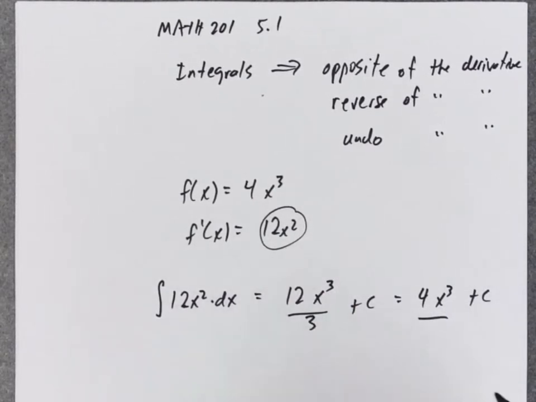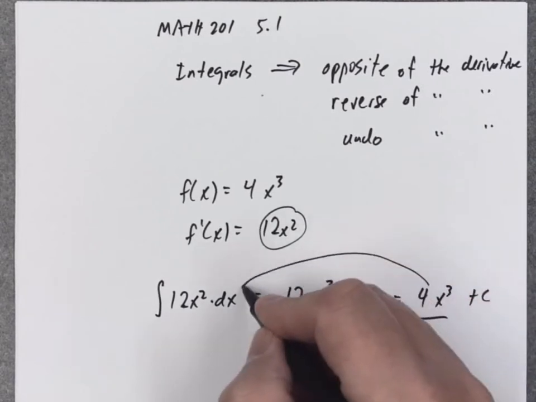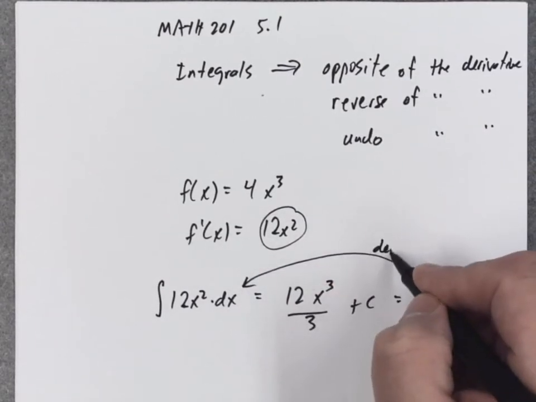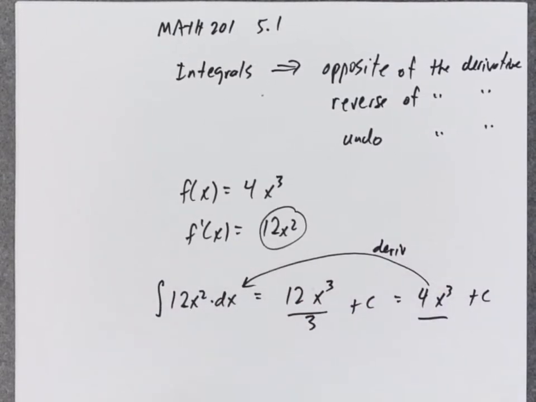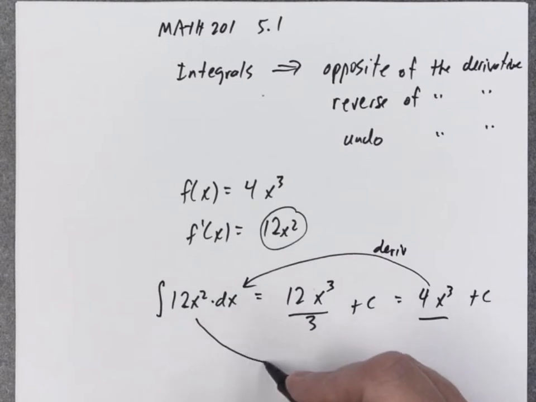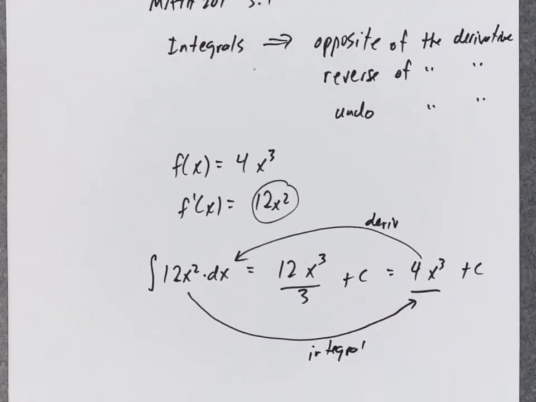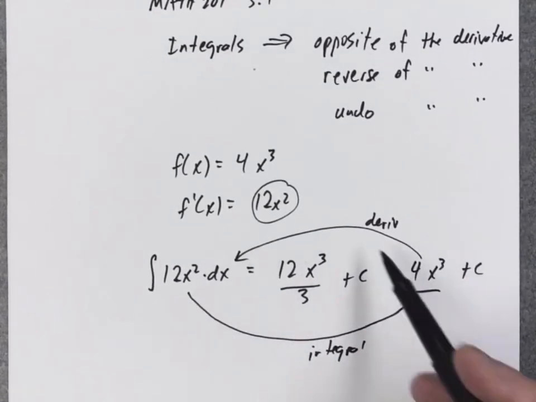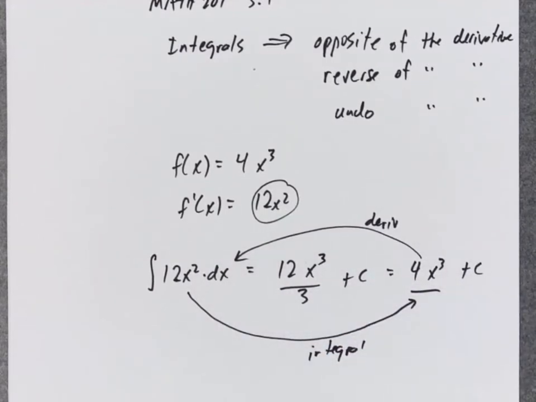It's almost like if I start with the 4x cubed and I take the derivative, I get 12x squared. However, if I start with 12x squared and I take the integral, I end up with 4x cubed. So this is the way they're opposites, like they reverse each other. There's all kinds of different ways to describe it.